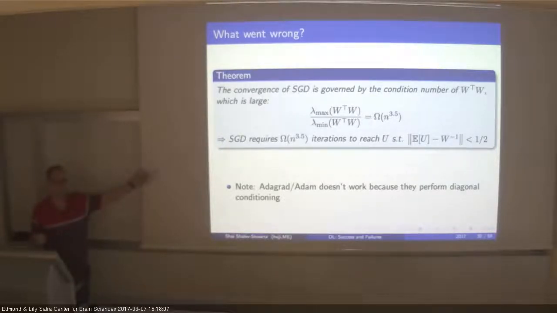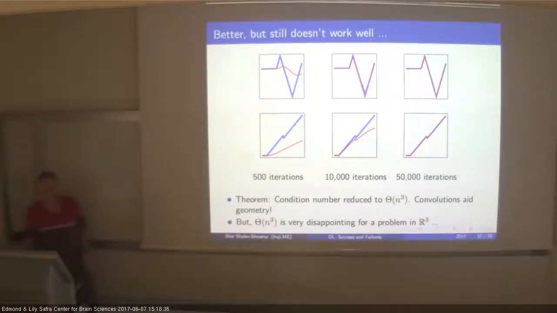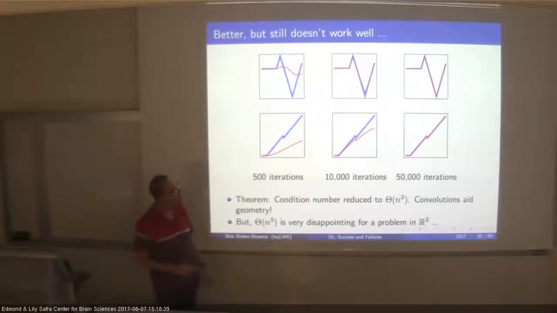I will try to explain how we circumvent this because it actually helps to understand. So let's do two more steps and then we will see why. Third try. Let's pose this problem as a one-dimensional convolution, because basically we need to calculate the second derivative, and it's the same for every area of the curve. If we pose it as a convolution, and I will do it quickly, then we see that after 50,000 iterations, it suddenly works. But still, 50,000 iterations, right?